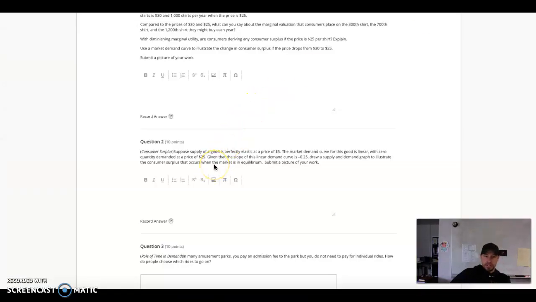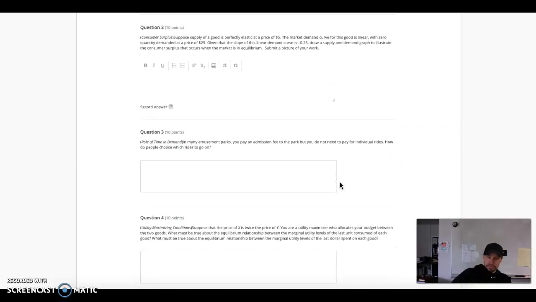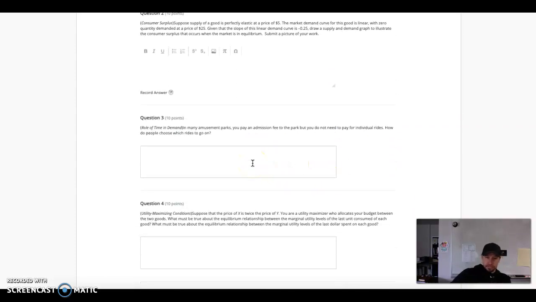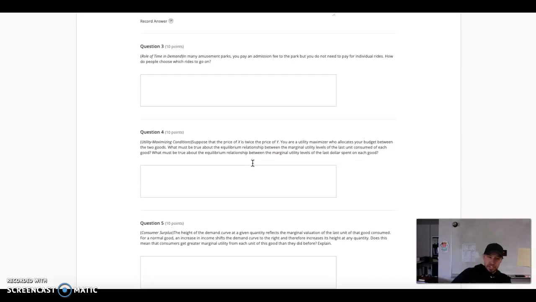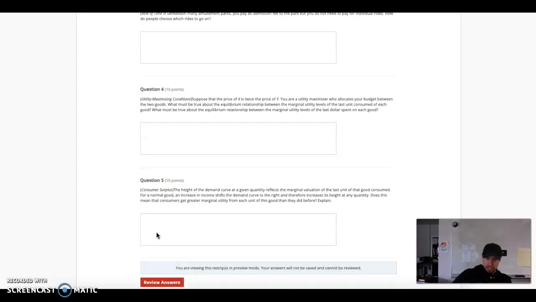Hope that helps. You're looking at the other ones here quick. Is there any more on consumer surplus? We should remember utility maximizing. This is kind of what we're getting into from yesterday, allocating your budget between 2 goods. But here, number 5, consumer surplus again. So the height of a demand curve at a given quantity reflects the marginal valuation, the marginal benefit of the last unit of the good consumed.